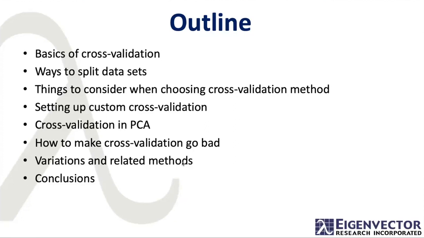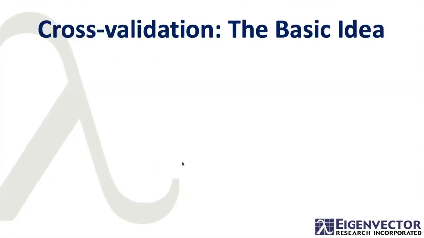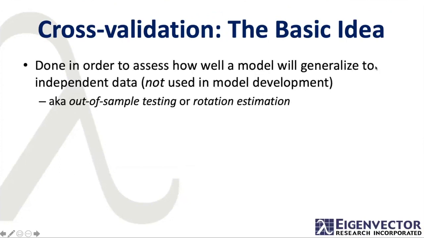I could literally talk forever about this, I think. It seems like such a simple thing, and yet there is so much to it when you really start thinking about it. So anyhow, let's start with cross-validation, the basic idea. Cross-validation is done in order to assess how well a model will generalize to independent data, that is, data that is not used in the model development.